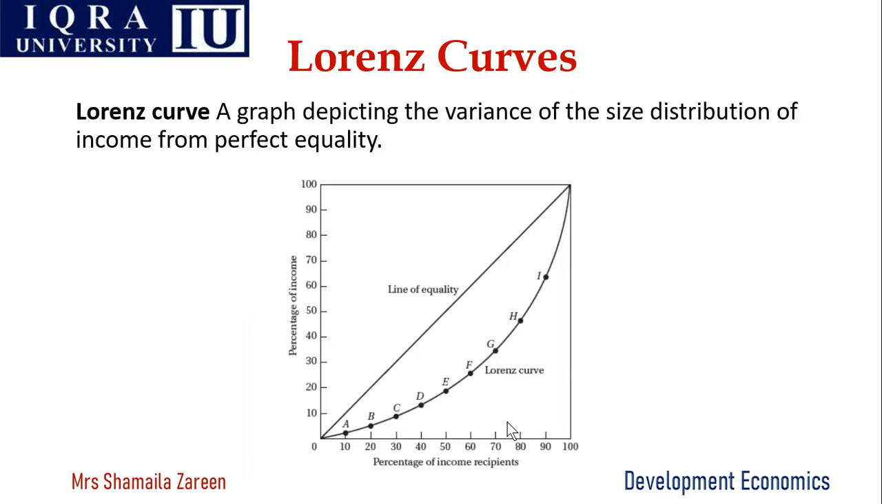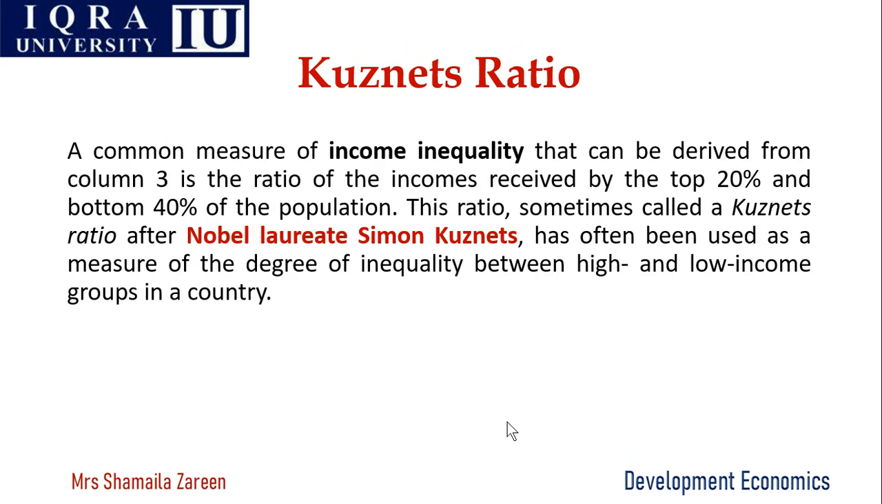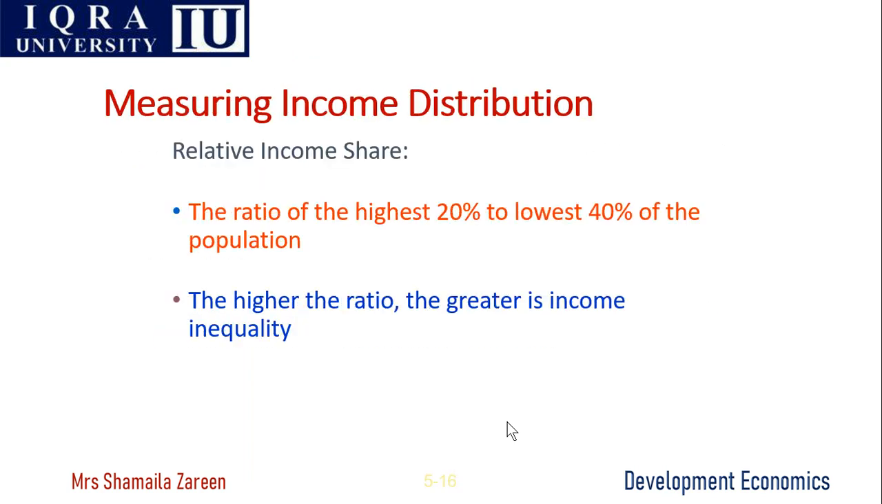So here I'm going to explain the Simon Kuznets ratio. We have explained income inequality, which was about the percentage distribution of income, and this is the common measure of inequality. It is about the top 20% of the population and the bottom 40%, and it is about high and low income countries. That is the Kuznets ratio. Simon Kuznets has also explained the personal distribution of income, as we have discussed here.